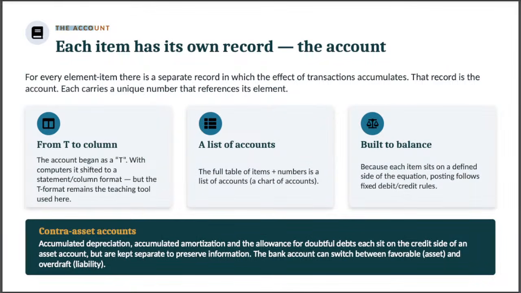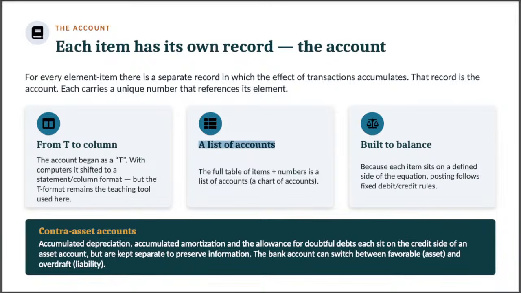On the account now, let's look at this. Each item has its own record, and that's called the account. For every element item, there's a separate record in which the effect of transactions accumulates. So these are the books. That record is the account. Each carries a unique number that references its element. So let's go from that T column we were looking at, with a debit on the left and credit on the right. The account began as a T. With computers, it shifted to a statement column format, as I think you're referring to there with the fifth column. But the T format remains the teaching tool used here.